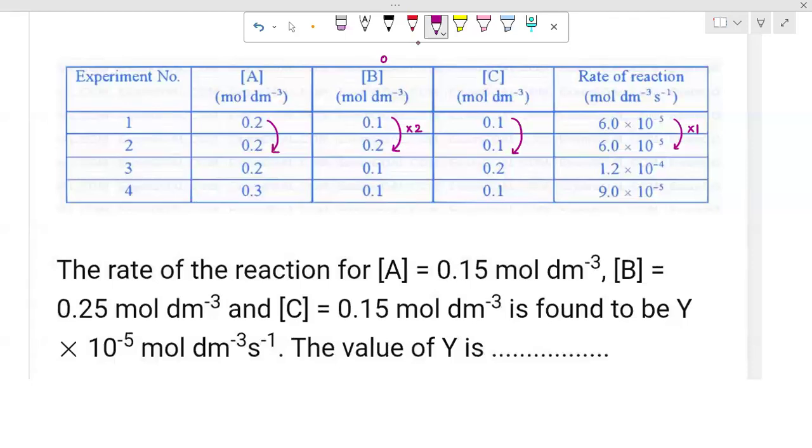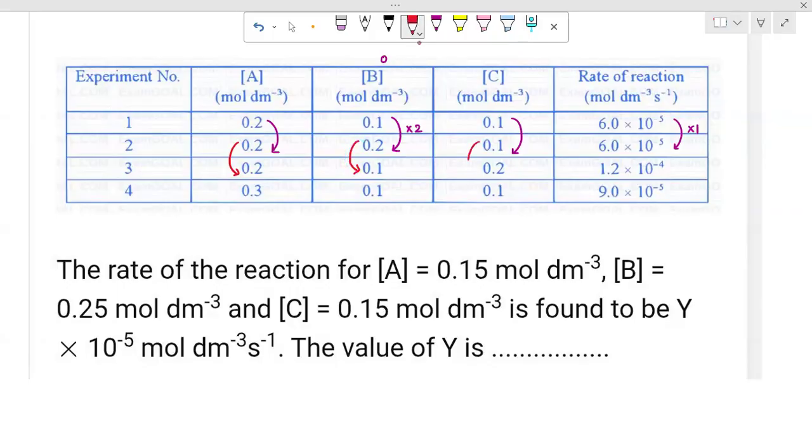Now let's compare any other two experiments. For example, I compare 2 and 3. Now, if I compare 2 and 3, again, there is no concentration change in A. In B, the concentration is halved, but then it does not matter, correct? As it is a zero order reaction, even if you double it, even if you triple it, even if you halve it, it has no effect. So considering B is of no use. It makes no sense. So this need not be considered.